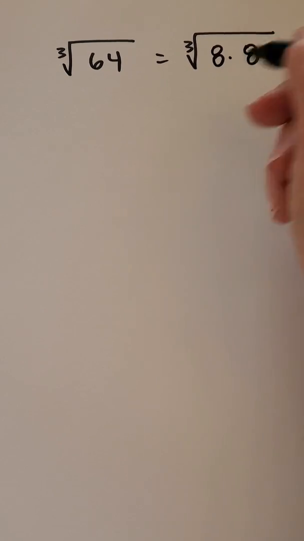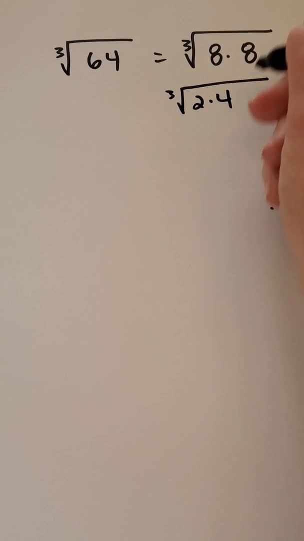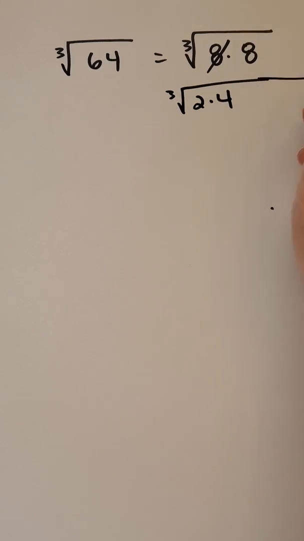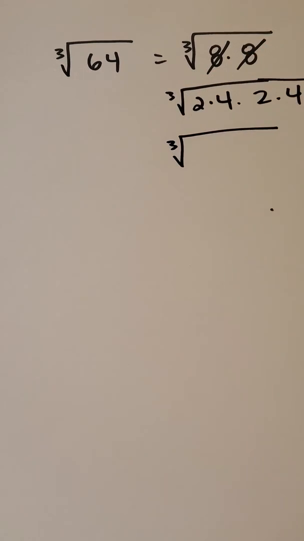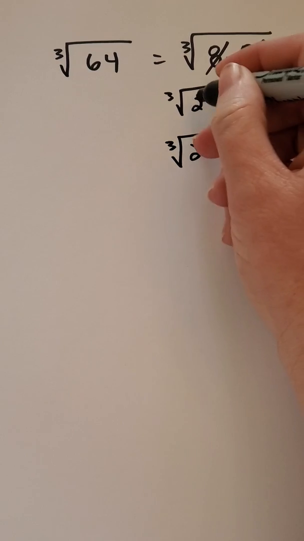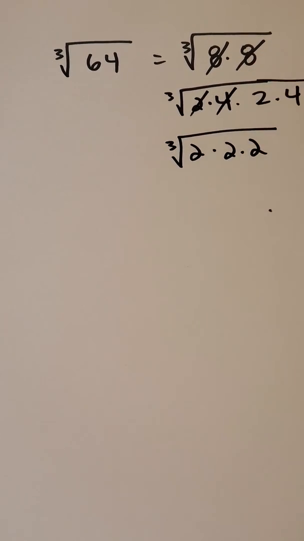64 is 8 times 8. 8 is 2 times 4. The other 8 is also 2 times 4. Okay, here's a cubed root. Here's a 2, write that down. 4, I can break it down to 2 times 2.